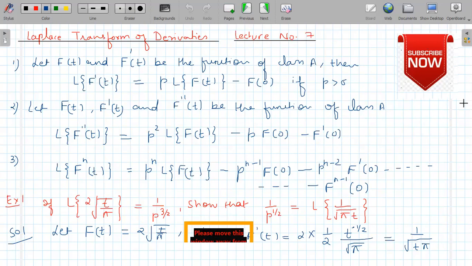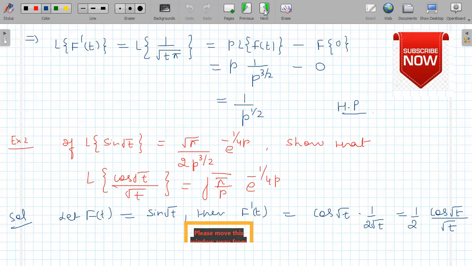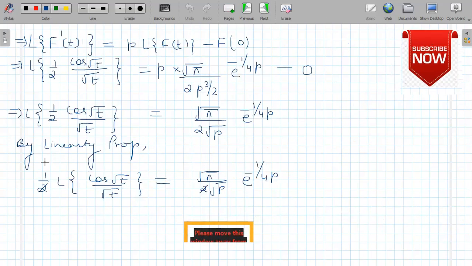Maybe sometimes, like in the second example, you will not get the derivative of the function exactly what is given in the question. You may get some constant terms along with this also, but you can separate those constant terms like this by linearity property and then you can use the result.